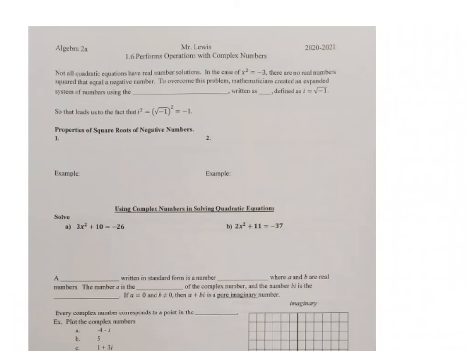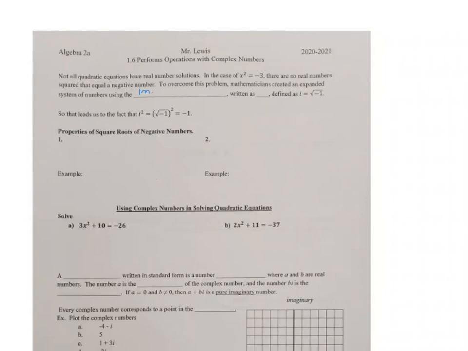So, not all quadratic equations have real number solutions. In the case of x squared equals negative 3, there are no real numbers squared that equal a negative number. To overcome this problem, mathematicians, remember our friends John and Betty, create an expanded system of numbers using the imaginary number written as I. And then we talked about how I is the square root of negative 1, I squared is negative 1, I cubed, etc., etc., etc.